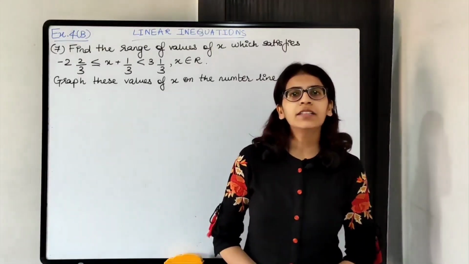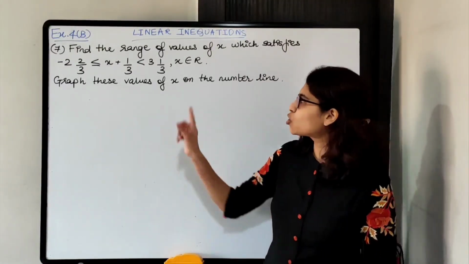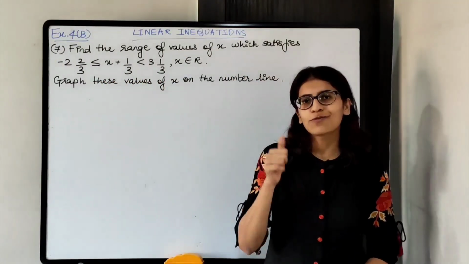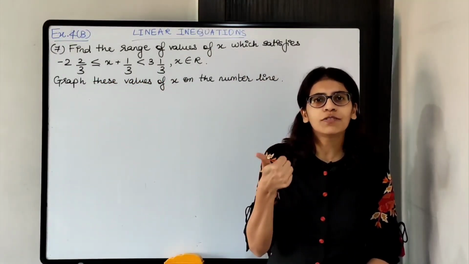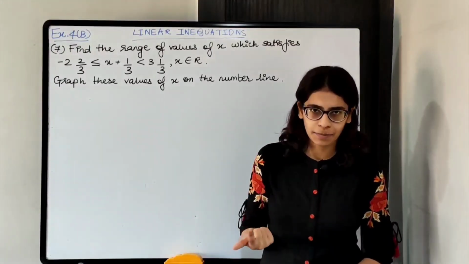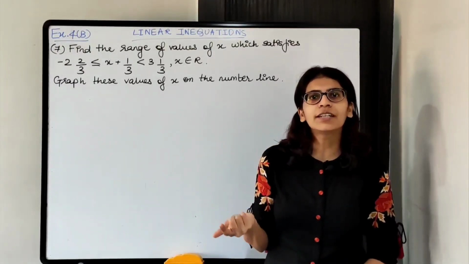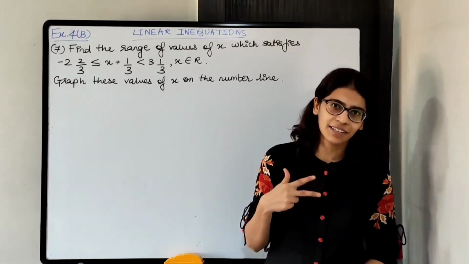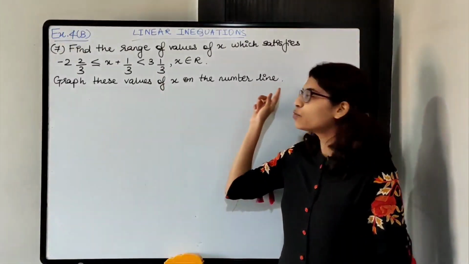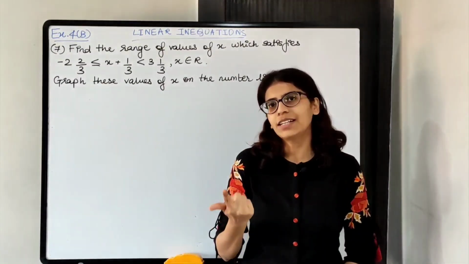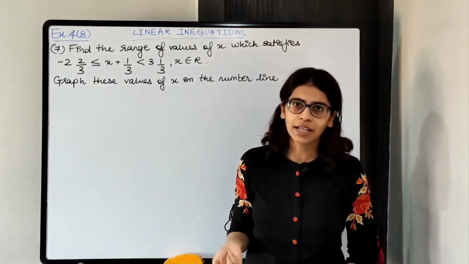So we have to find the range of x by solving this inequation. Okay, inequation को solve करना है. So first thing that you have to do is solve the inequation. Second thing, we'll find the solution set. Okay, we need the solution set because we need to plot this on the number line. We have to graph the values on the number line. So first is solving the inequation, second is the solution set, and third one is plotting on the number line.